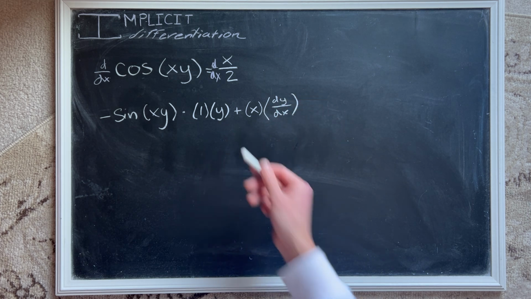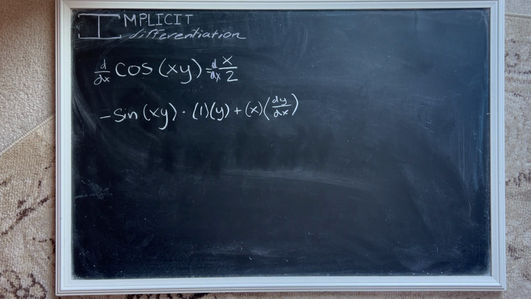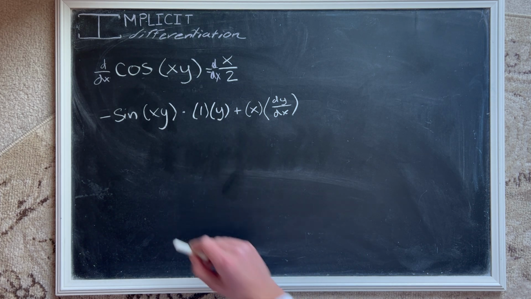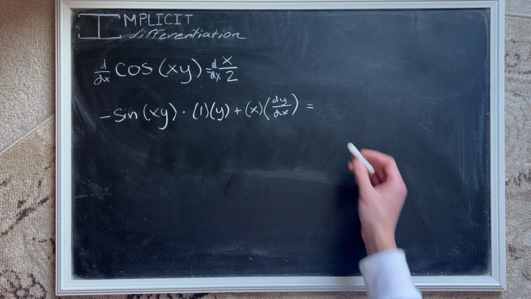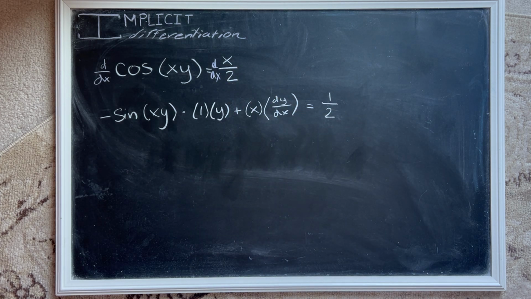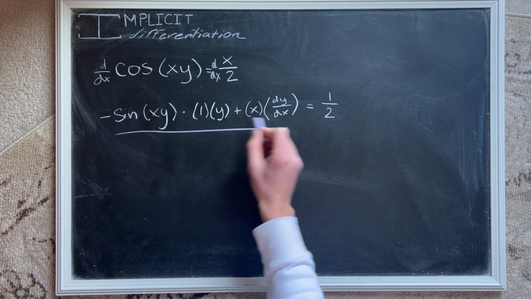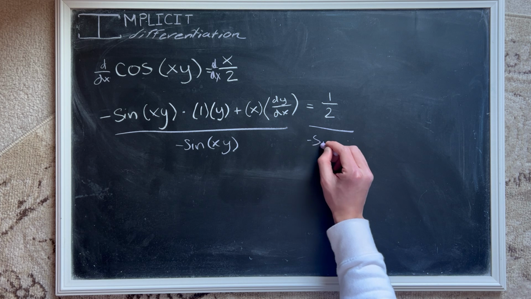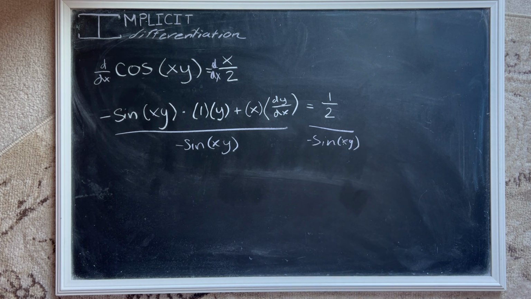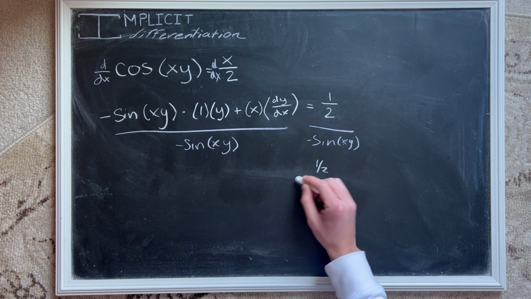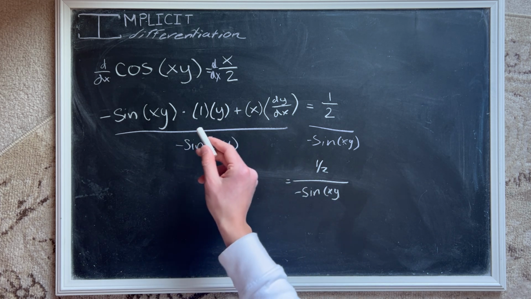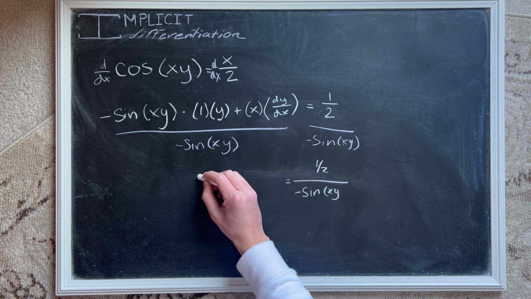All right, and notice we did not multiply by dy over dx here, because we did not take the derivative of a y. We took the derivative of the x and then multiplied it by a y. And then this equals, the derivative of x over 2 is 1/2. All right, so now let's divide by negative sine of xy in order to try and isolate that dy over dx. And we get 1/2 over negative sine of xy equals, and then we'll simplify this a little bit, we get y plus x dy over dx.